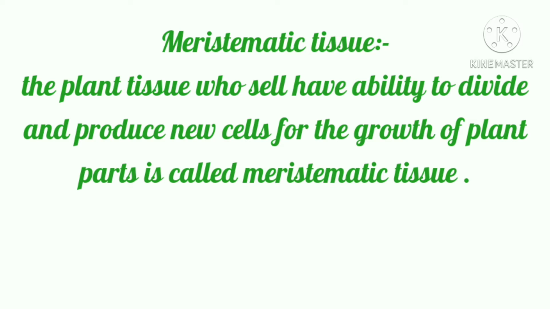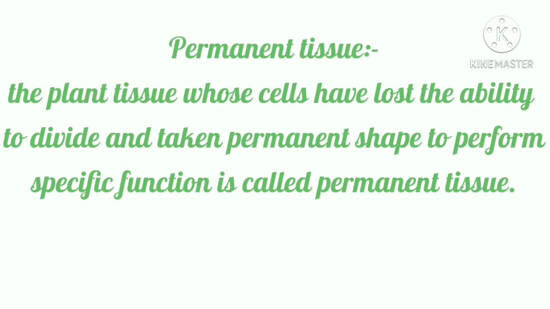Now what are meristematic tissues? Meristematic tissues are those plant tissues whose cells have the ability to divide and produce new cells for growth of plant parts. Now what are permanent tissues? Permanent tissues are those plant tissues whose cells have lost the ability to divide and take a permanent shape to perform specific function.